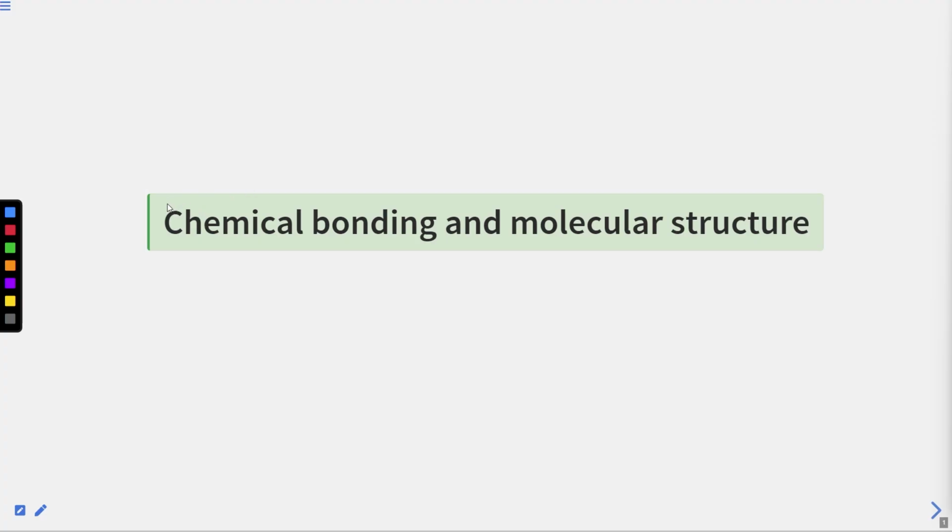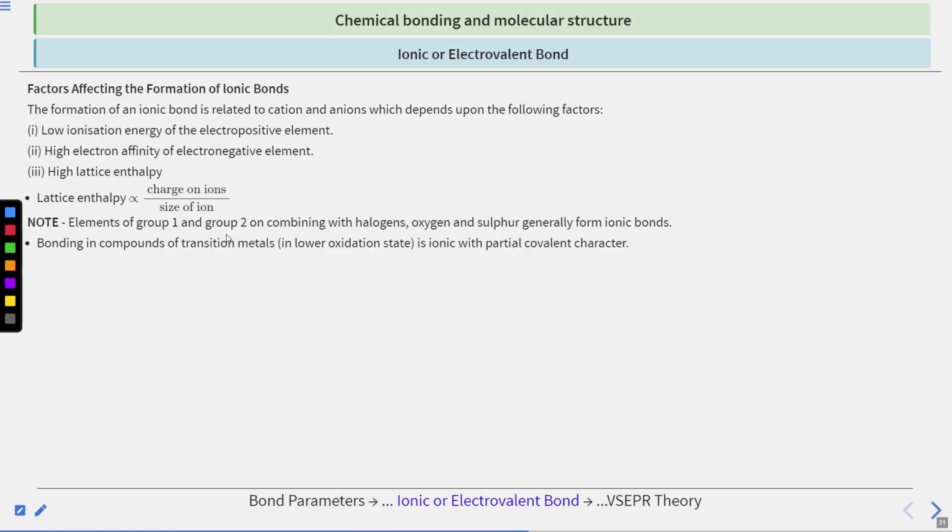Okay, so let's study about chemical bonding and molecular structure. Let's continue to study about this in detail. So, ionic or electrovalent bond: factors affecting the formation of ionic bonds. The formation of an ionic bond is related to cations and anions, which depends upon the following factors.